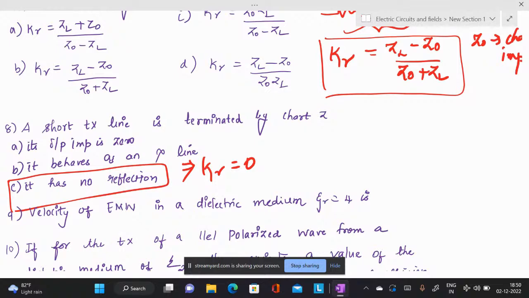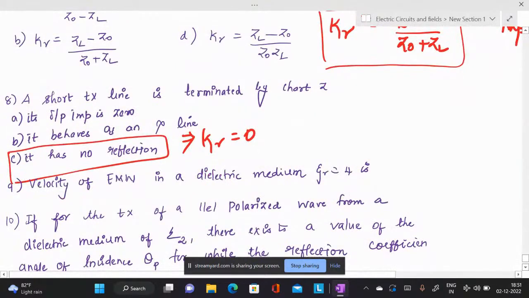The velocity of EMW in a dielectric medium, that is electromagnetic wave in a dielectric medium. Any guess? Does anyone have a guess?